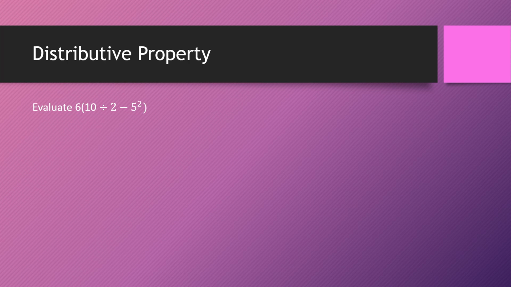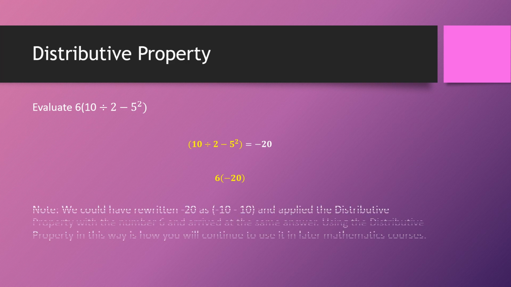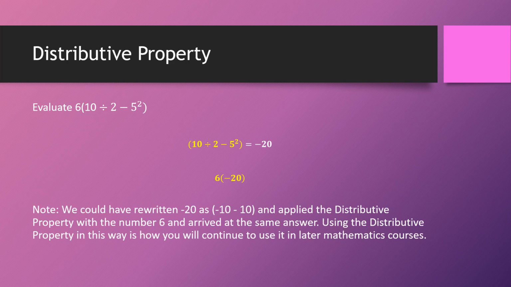6 times (10 divided by 2 minus 5 squared). First, we use our traditional PEMDAS rules to evaluate the expression inside the parentheses. In this case, we get minus 20. With only minus 20 in the parentheses, we simply multiply it by the 6 attached to the parentheses to get minus 120. Note, we could have rewritten minus 20 as minus 10 times 2 and applied the distributive property with the number 6 and arrived at the same answer. Using the distributive property in this way is how you will continue to use it in later mathematics courses.